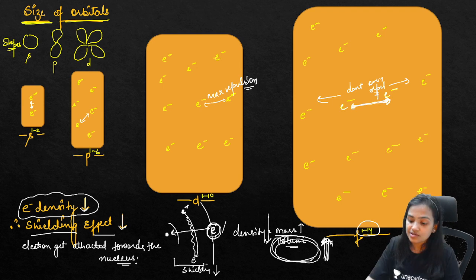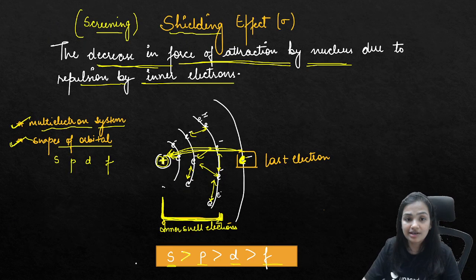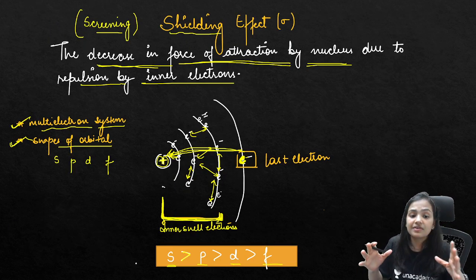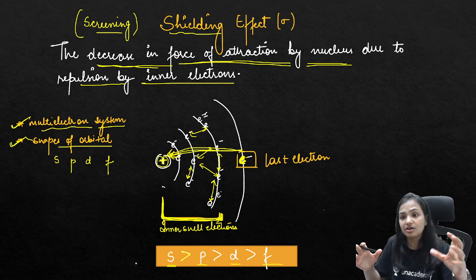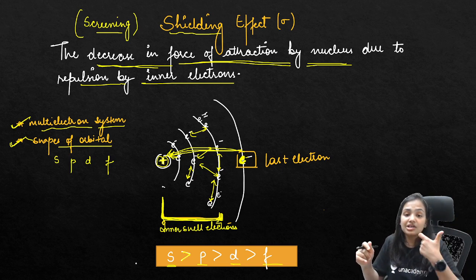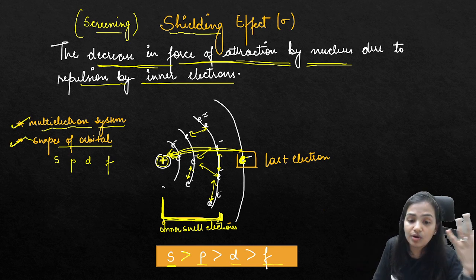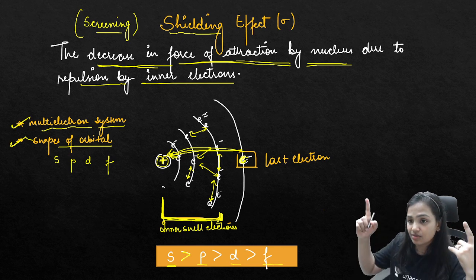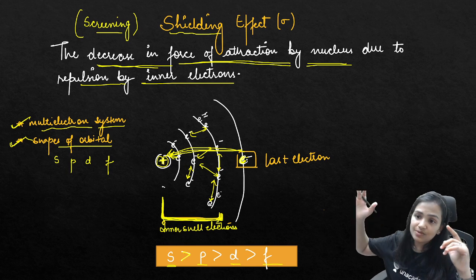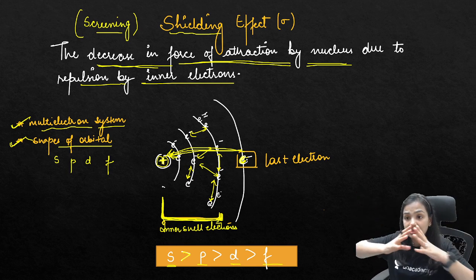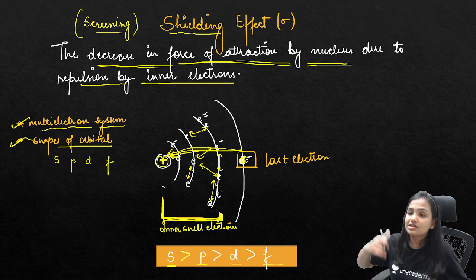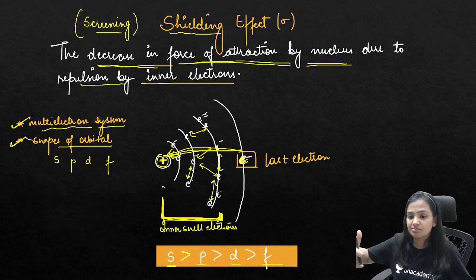I hope you understood what the shielding effect is. Again, let me repeat: the shielding effect is basically the property of the inner shell electrons. It can only be determined in a multi-electron system. So we always talk about the last electron, which will be shielded by all the other electrons. Just like when there is a cricket match, one of the players is batting, so the others are doing the fielding, no?